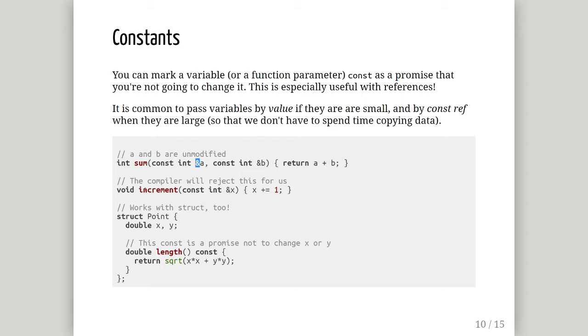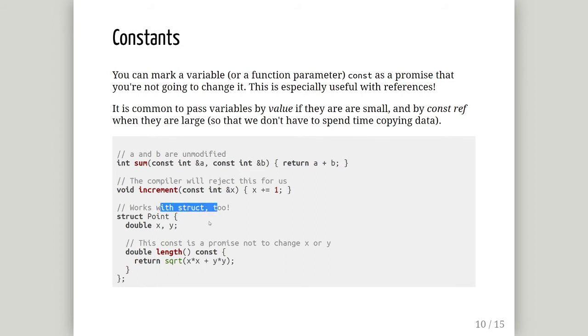There's another example here. This code is invalid because const, recall, is a promise that we won't modify x. But within the function body, we modify x. The compiler will reject this when we try to build our program. We'll never even have a program to run. It'll say, no, no, no, you said you weren't going to modify x, and then you went and modified it. That's not okay.